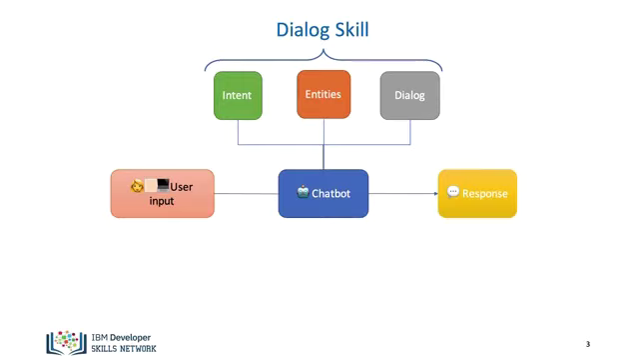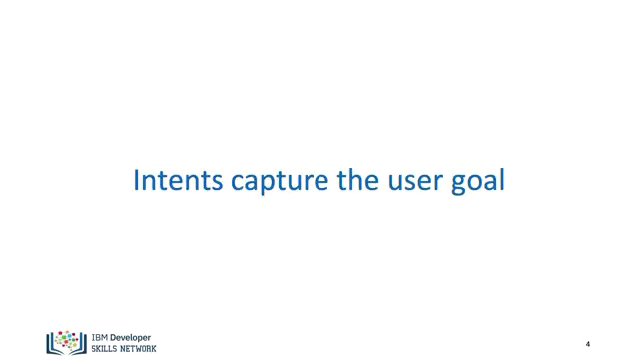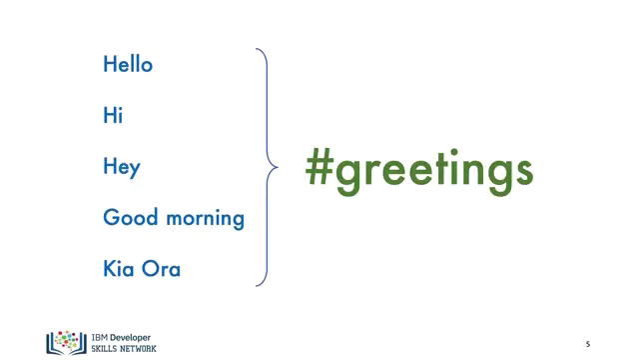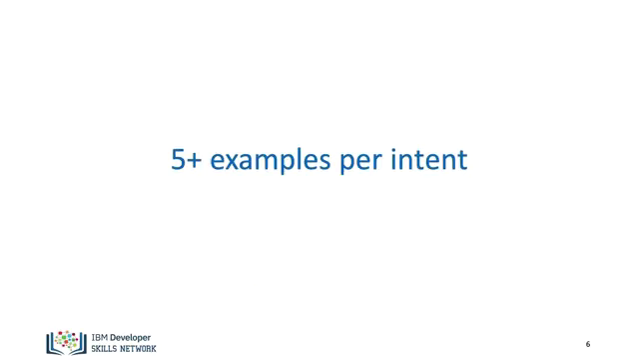contain these three components. Intents are the most important component because they try to determine what the user wants. What are they asking for? In other words, they capture the intent or goal of the user. For example, we could define a greetings intent and train Watson with some examples of what a greeting looks like. We might provide hello, hey, hi, good morning, and for our friends from New Zealand, kia ora. It's a good practice to provide at least 5 examples per intent in order to fully train Watson on the intent. But the more the merrier applies here.